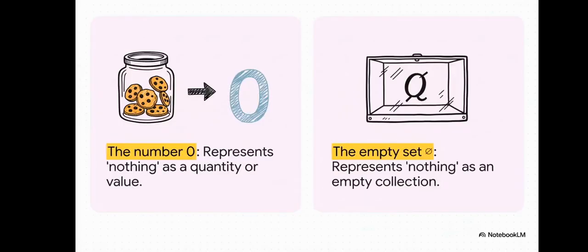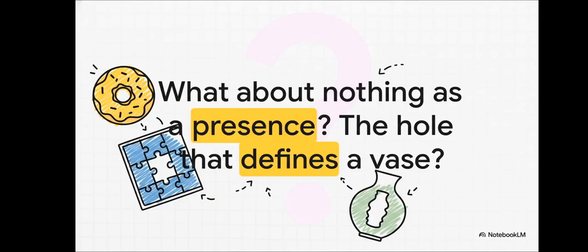Well, up until now, our tools for dealing with nothing have been pretty simple. We've got the number 0, which just means there's no quantity of a thing, and then we have the empty set, which means there are no objects in a group. Both of these treat absence as just a lack, a void that's basically waiting to be filled. But that's not the whole story, is it?